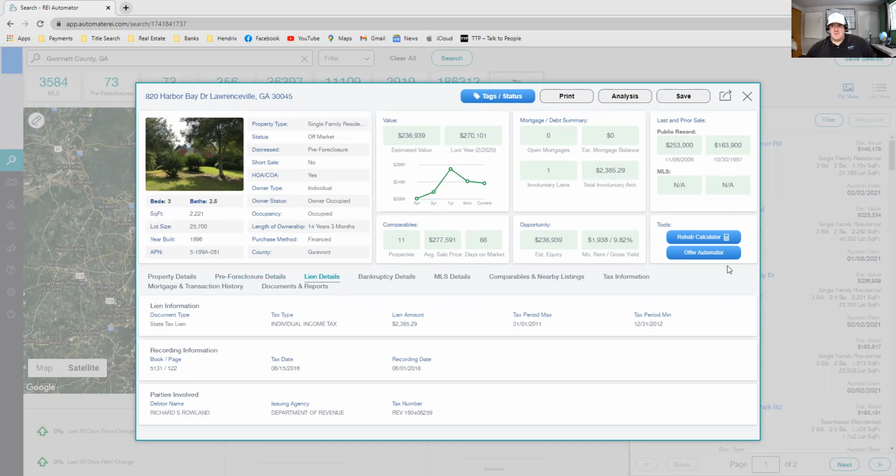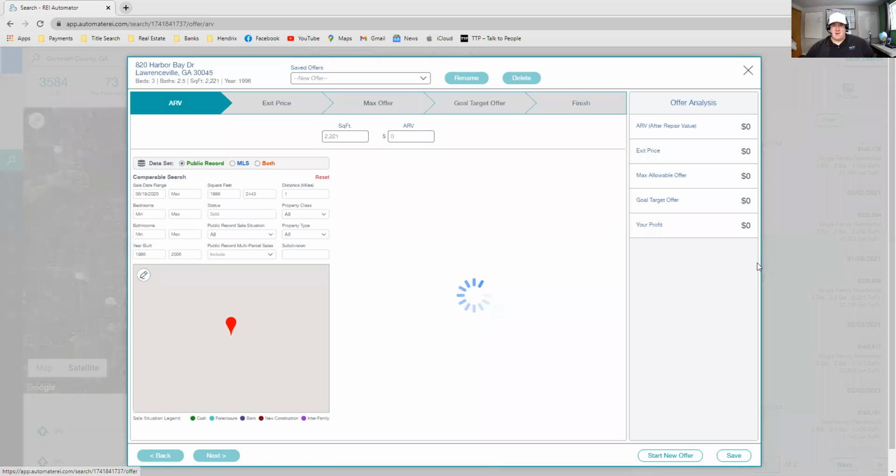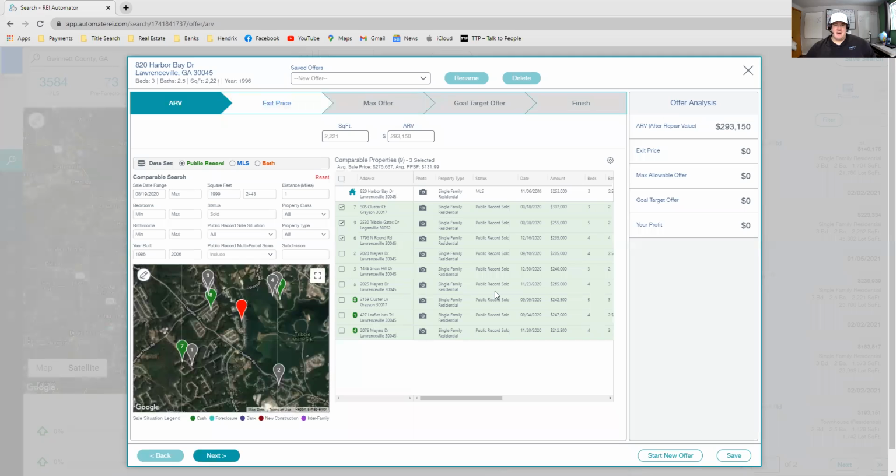So let's see. They also have a rehab calculator, which is pretty cool for anybody that's looking to rehab it. It'll help you determine how much fat is in the property, if you will. And then they have offer automator, which is kind of nice. So it helps you with the comps. This is their comp tool.